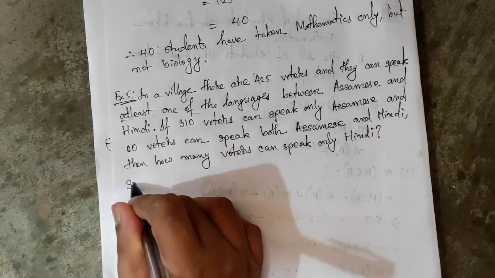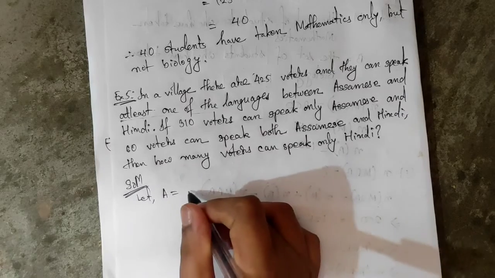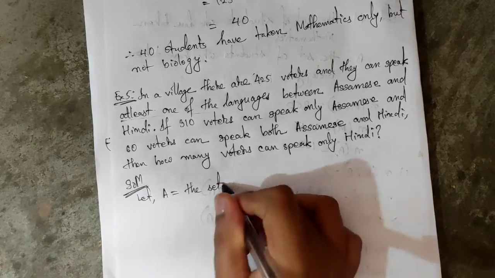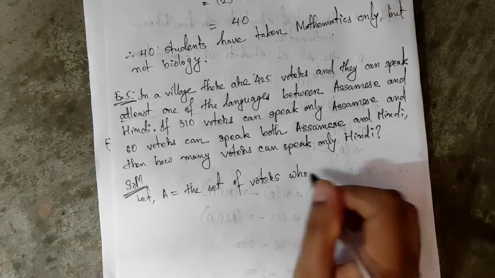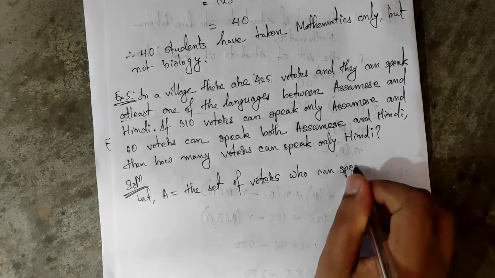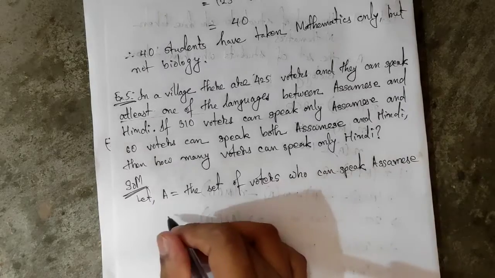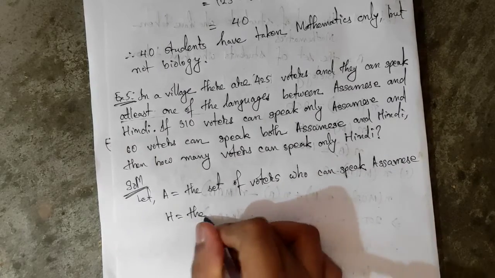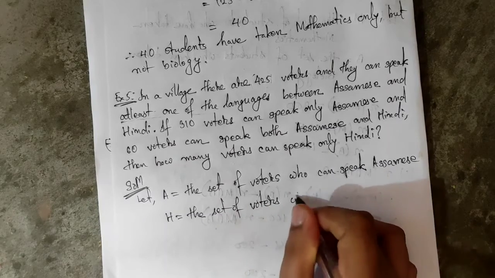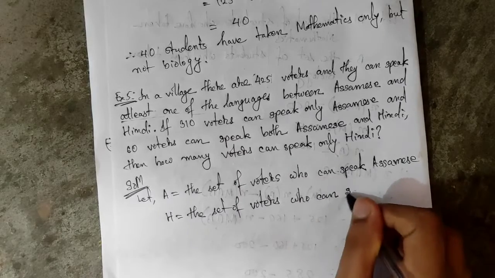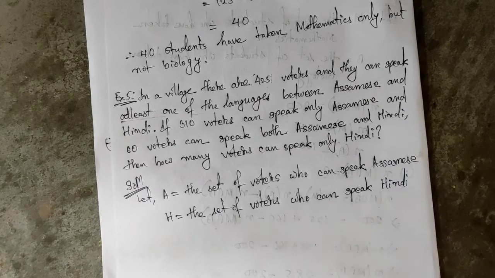So first let us assign the sets. Let A be the set of voters who can speak Assamese, and H is the set of voters who can speak Hindi. Okay, cleared about this? So we have assigned the sets.